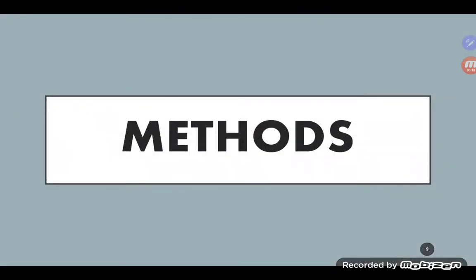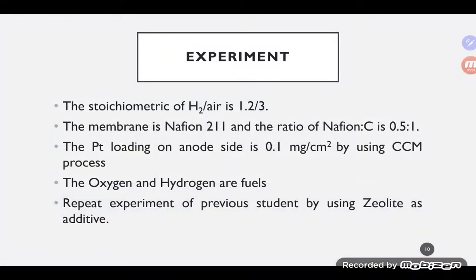Then I would like to move on to my methods, and I will show some operating conditions in this part. In my experiment, I used a stoichiometry of hydrogen and air of 1.2 and 3, and the membrane I use is Nafion 211, and the ratio of Nafion to carbon is 0.5 to 1. The platinum loading on the anode side is fixed at 0.1 milligram per square centimeter by using the CCM process. What is the CCM? I will tell you in the next slide. The oxygen and hydrogen are the fuels, and we will repeat the experiment of the previous student by using the chloride and the additive.